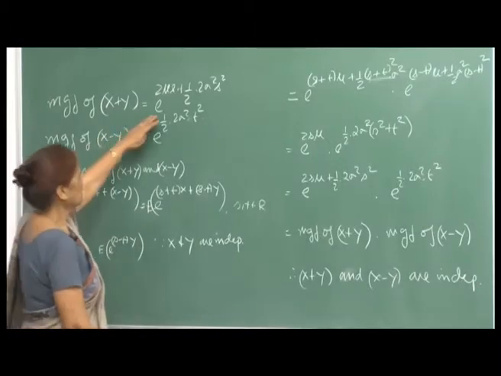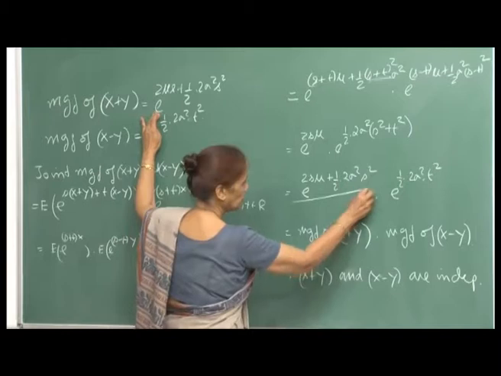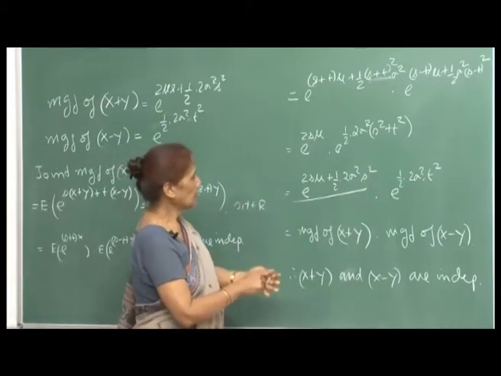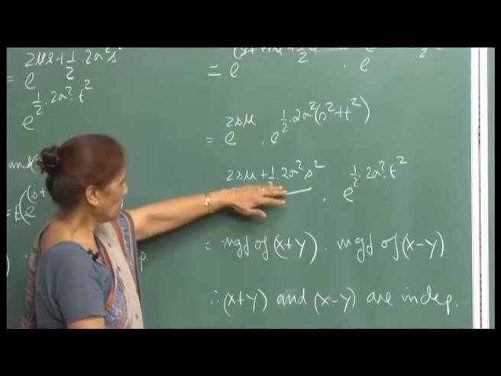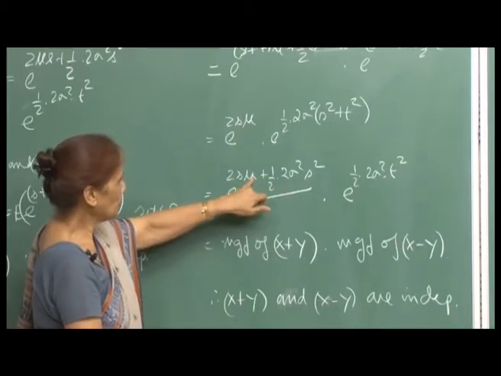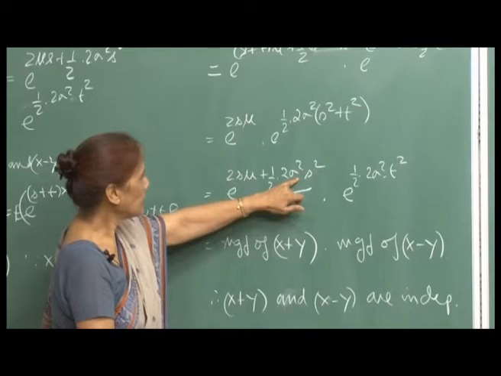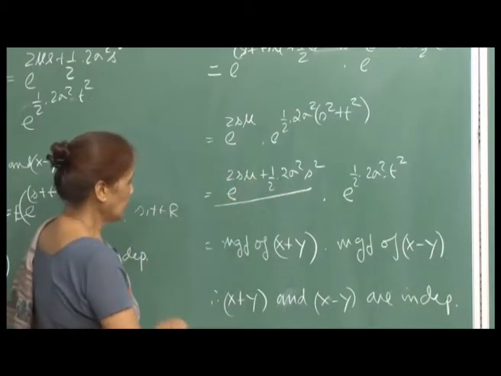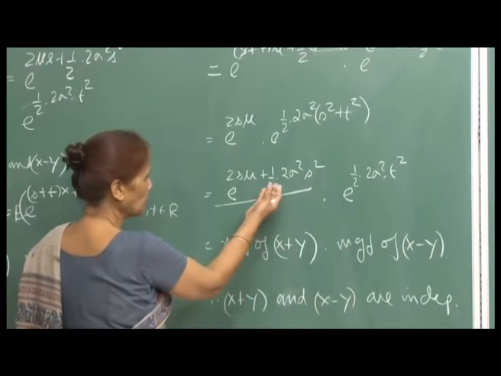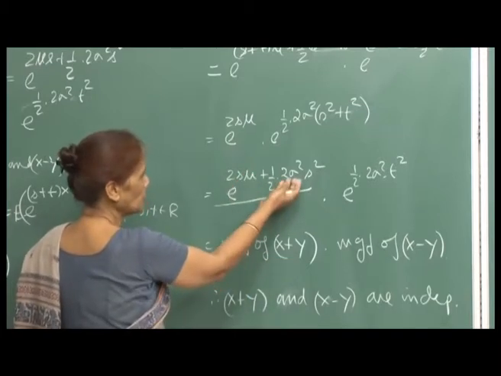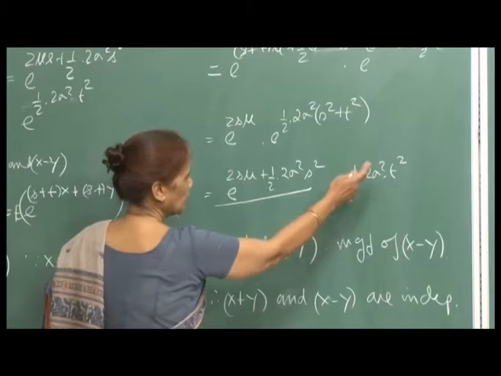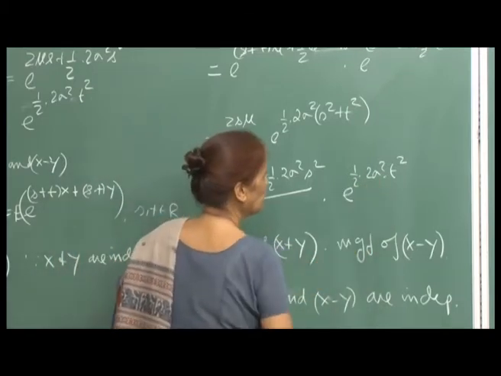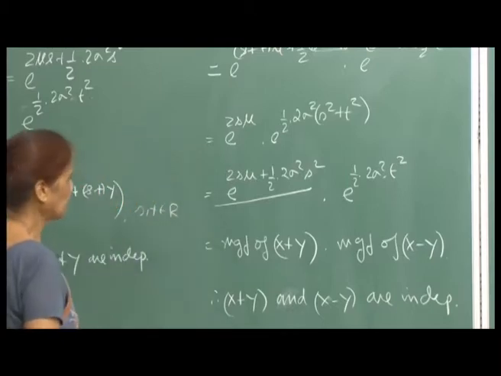And this is exactly the MGF of x plus y, because this is 2 mu and 2 sigma square. And we can also say that x plus y is normally distributed with mean 2 mu and variance 2 sigma square, and this is the MGF of x minus y. There you see that the mean is 0 and the variance is 2 sigma square.